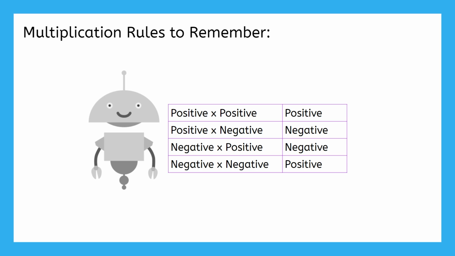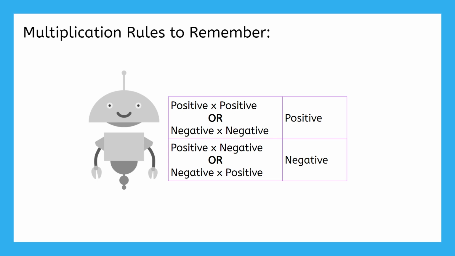If we multiply one positive and one negative, we always get a negative result. And remember that if we multiplied 2 positives or 2 negatives, we got positive answers. So let's simplify this a bit so that you only have 2 rules to remember. If you multiply 2 of the same type of number, the result is positive. If it's 2 different types of numbers, the result is negative.